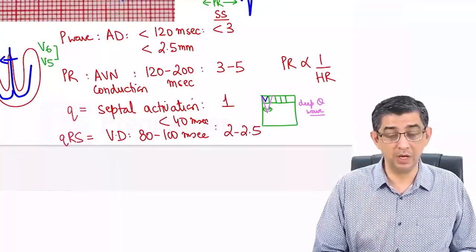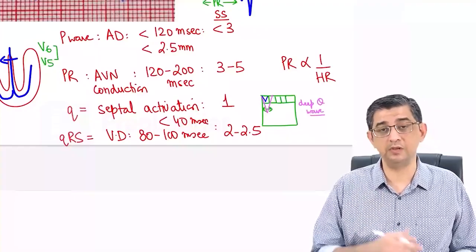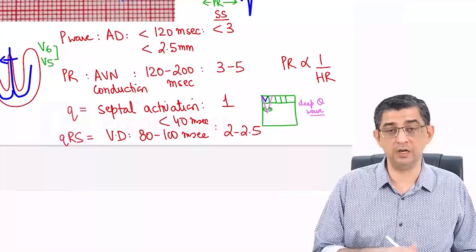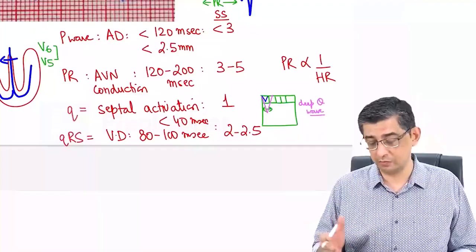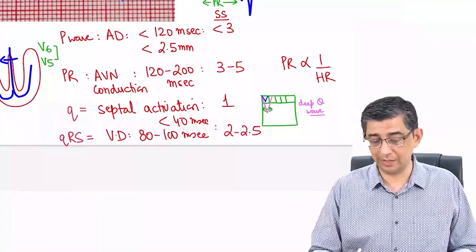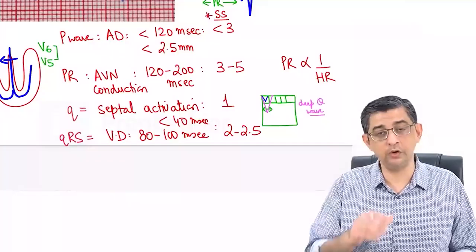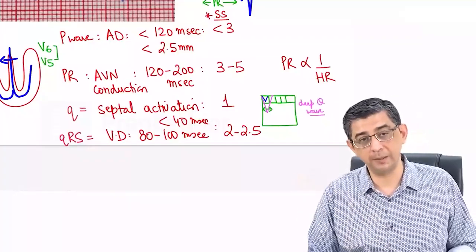SS means small squares. Now, why that is important, guys, is because when I'm going to discuss narrow complex tachycardia versus wide complex tachycardia, narrow complex would mean less than 2 and wide complex would mean 3 small squares. So you just need to get the data right for the small squares and your orientation gradually will start appearing.